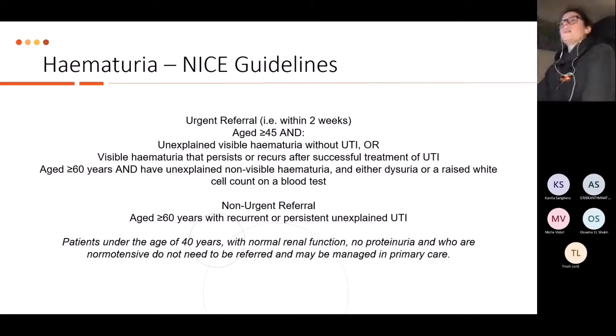So yeah, and then in terms of the technicality of non-visible hematuria, if you're over 60, you don't have visible hematuria and you can't really explain it, then you'd be jumping to referral.